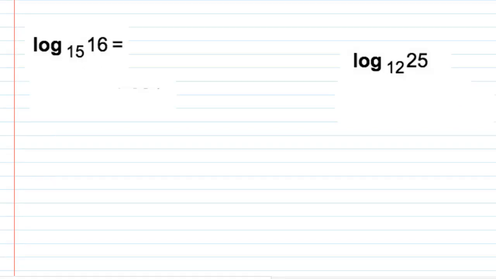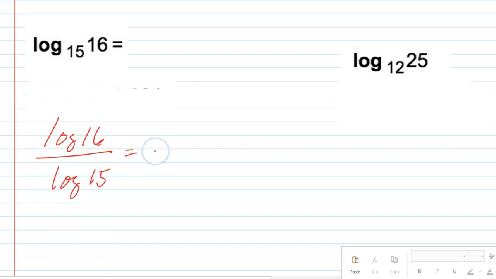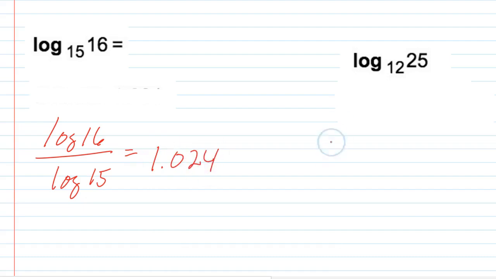Now these, notice I can't get a common number. Like the last one I could use 3 for a common base, or the one before it I could use 2 for a common base. These, I can't find a common base with 15 and 16. So for these you want to use your common log of 10, and you would type in your calculator log 16 divided by log 15. You just type that right in your calculator, and you should get an answer of about 1.024.